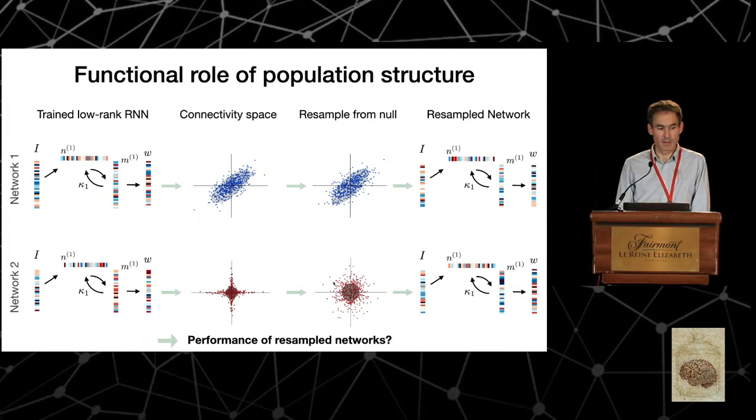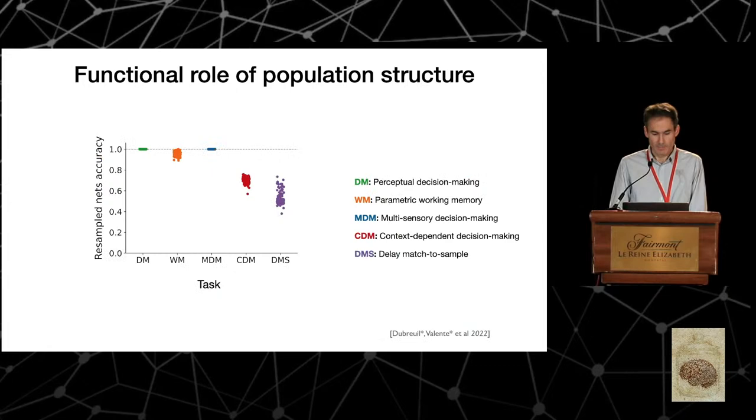So we get new networks, and then we can run the same networks on the original tasks and ask how well they're doing the original tasks. For every network and for every task, we can do this. So we resample, we create new networks, and then we plot simply the performance on the original task. And this is what this plot is showing. We see that for these first three tasks, the performance basically does not change if we just generate new networks by resampling. Well, for these two other tasks, the performance drops significantly. So scrambling the structure really impacts the computations.